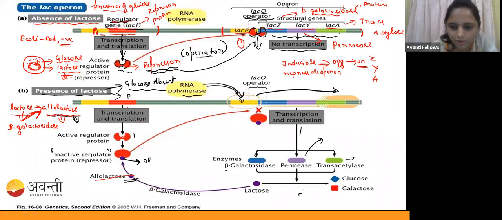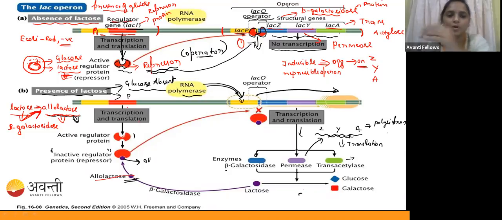Okay, guys, now what will happen? The mRNA is synthesized. In this mRNA we have the product of lac Z, the product of lac Y, and the product of lac A. Right? This is called polycistronic because it contains two or more genes for the protein synthesis, right? So that's why. Now what will happen after the translation takes place?